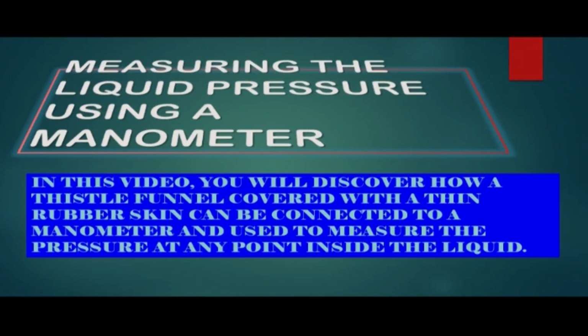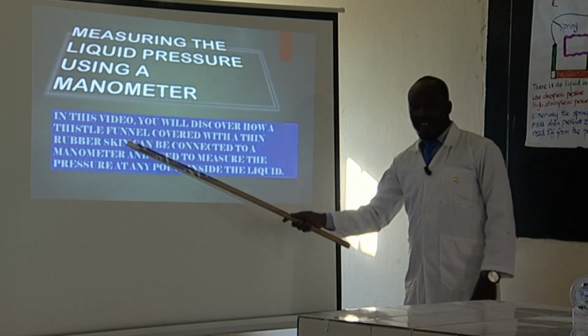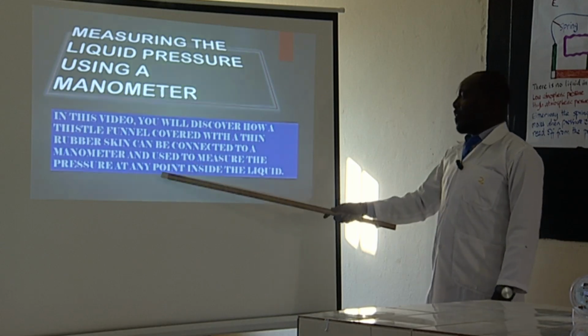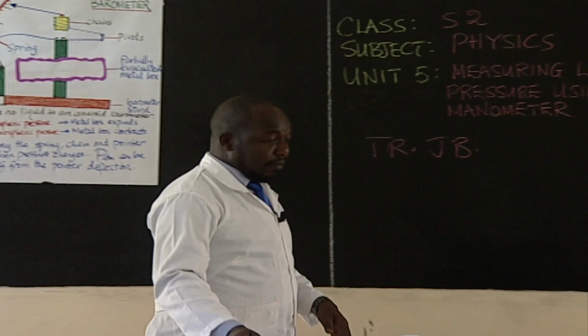Okay? So, measuring the liquid pressure using a manometer. To begin with, we shall look at one video. The video we shall watch today will not perform the experiment here as we have always been doing. We will be able to discover how a thistle funnel, like a filter funnel that you use in the laboratory, covered with a thin rubber skin, like a balloon skin, can be used to measure the pressure at any point inside the liquid. So that's what the video is about.